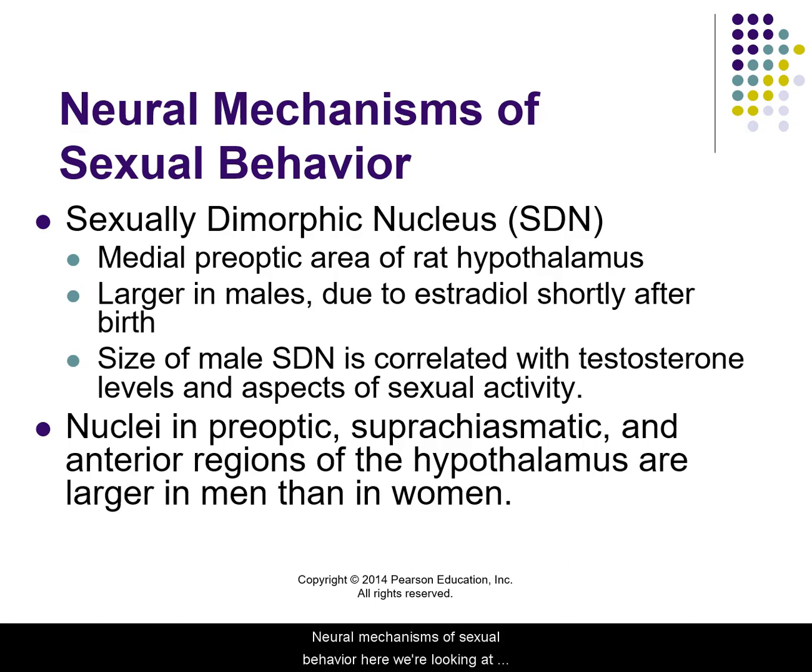Okay. Neural mechanisms of sexual behavior. Here we're looking at the medial preoptic area of the rat hypothalamus. Again, we're still staying with the hypothalamus. It is larger in males due to estradiol shortly after birth. The sexually dimorphic nucleus, again, is correlated with testosterone levels and aspects of sexual activity. So in the hypothalamus, again, nuclei in the preoptic, suprachiasmatic, and anterior regions of the hypothalamus are larger in men than in women. So there are some differences that we see there.